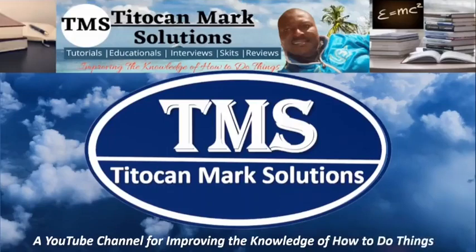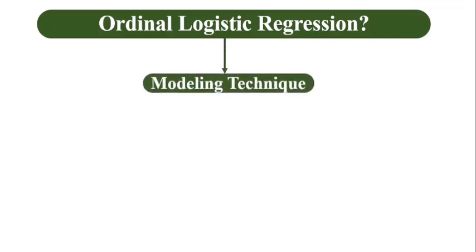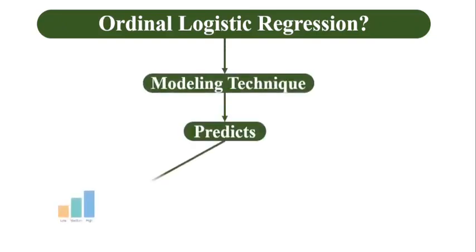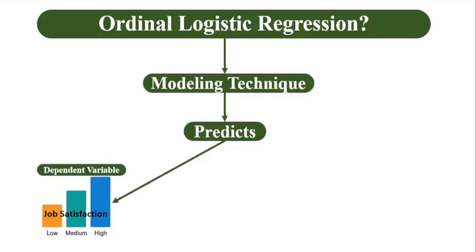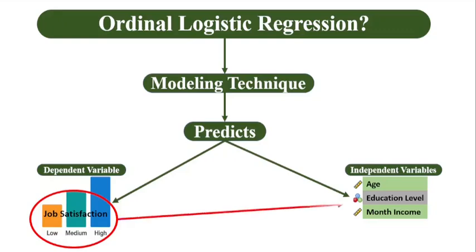First, what is Ordinal Logistic Regression? Ordinal logistic regression is a statistical modeling technique that is used to predict an ordinal dependent variable given one or more independent variables. But in simple terms, ordinal logistic regression helps you to predict how likely someone is to be in a higher or lower level of an ordered outcome based on factors you measure.